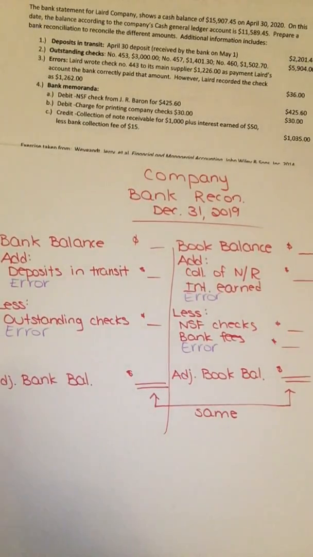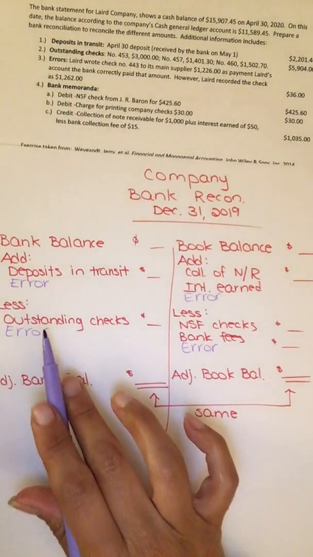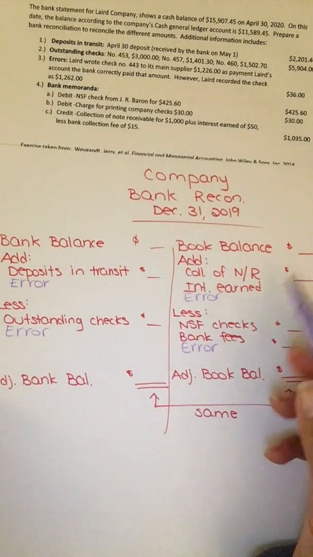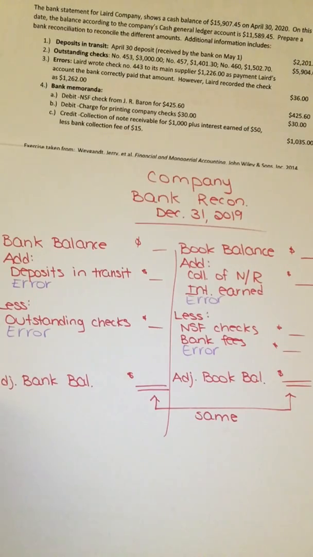deduct. It just depends on the type of error, which is what makes the errors so difficult, because they can go anywhere. So you have to read what type of error it is. Who made the error? Was it the bank? Was it us? How did it impact our starting balance? Right? So the errors are the hardest.